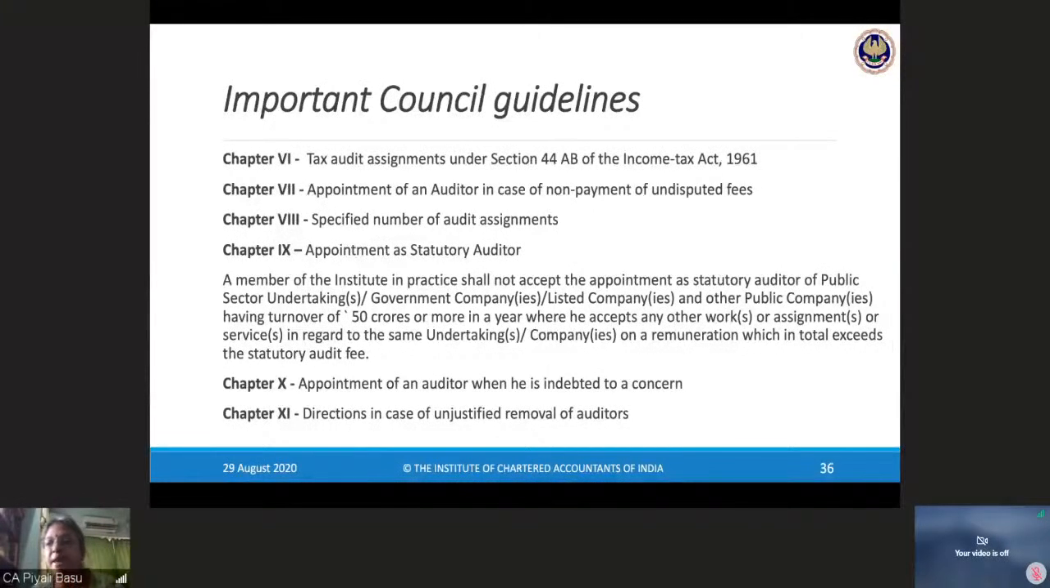Specified number of audit assignments. As we discussed in chapter 6, tax audit assignments. And please remember, it is mentioned only for section 44AB. No other section, like 44AD, 44AE. They should not be considered. Only 44AB. Specified number of audit assignments.